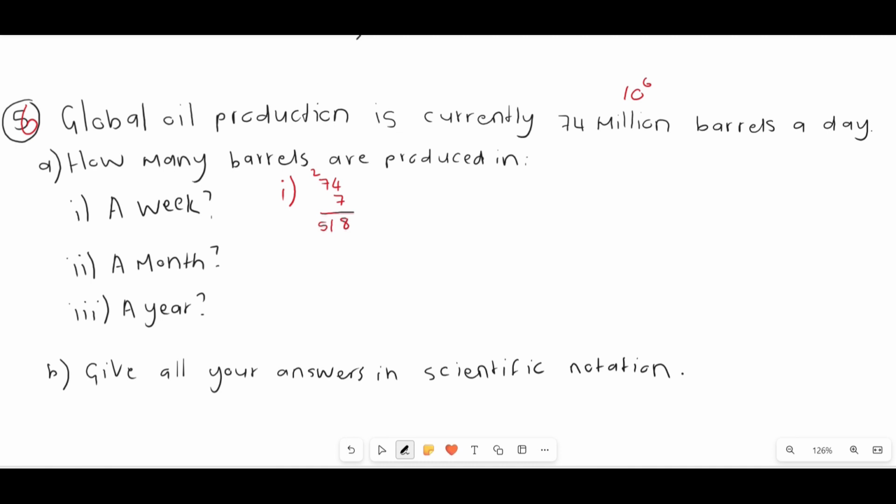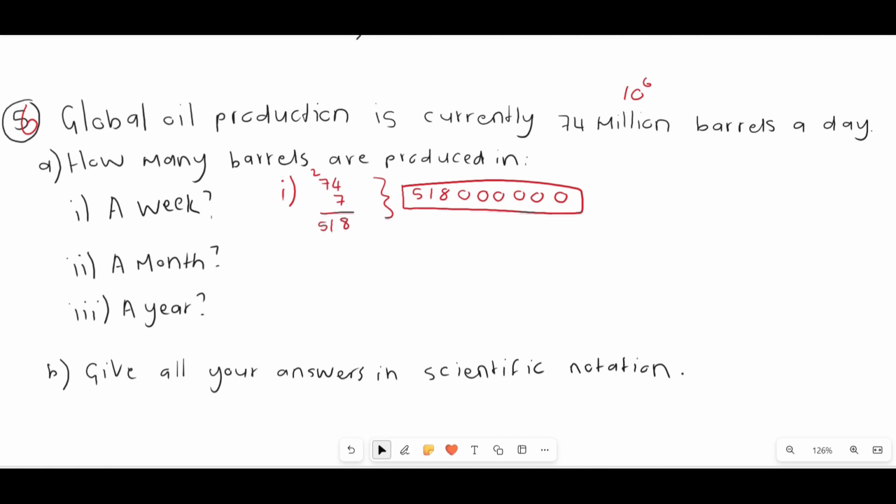Now we can go and say, okay, this will then become 518 million. 518 million. So let's go and add those 6 zeros. There's 1, 2, 3, 4, 5, 6. So this is the amount of barrels that are produced in 1 week.